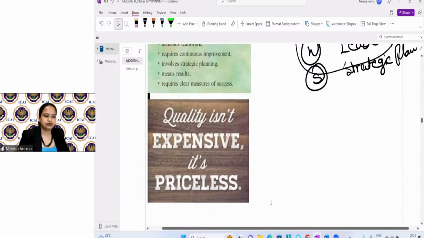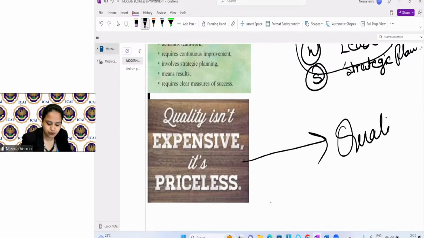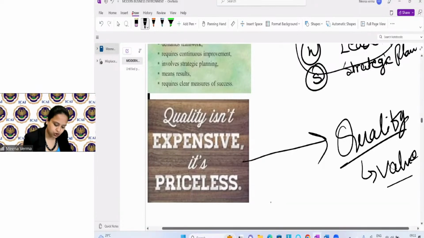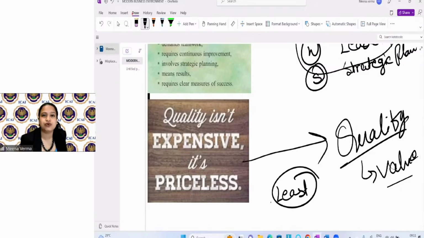Okay. So I like this quote, quality is not expensive. It is priceless. So the point is that if you focus on providing the quality product, customer will value it, right? Customer values the quality. So we should focus on providing the quality product at least cost. We want to find how we can always produce a quality product at least cost. That is the best business strategy actually.